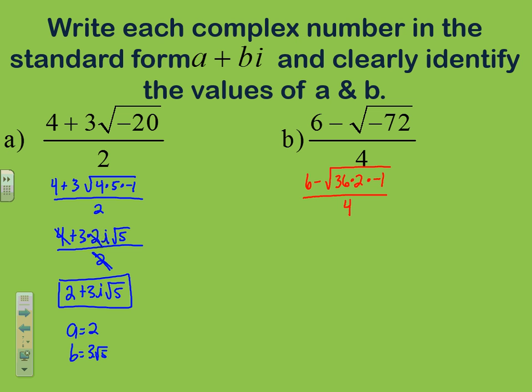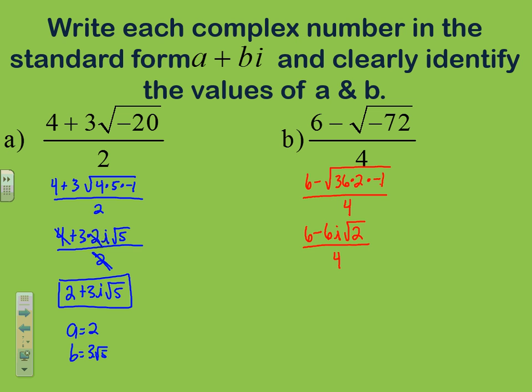So simplify the numerator a little bit more. 6 minus the square root of 36 will give me a 6. The square root of -1 will give me an i. And the square root of 2 is not a perfect square, so it stays in radical form. And all of that is over 4.